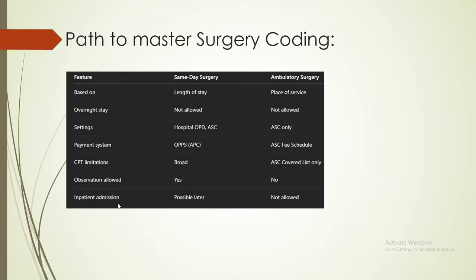Next, inpatient admission. As we discussed previously, after same day surgery, inpatient admission is possible, as same day surgery is part of the outpatient department of the hospital, whereas ambulatory surgery is not part of the outpatient department. So here inpatient admission is not allowed. That is the difference between same day surgery coding as well as ambulatory surgery coding.